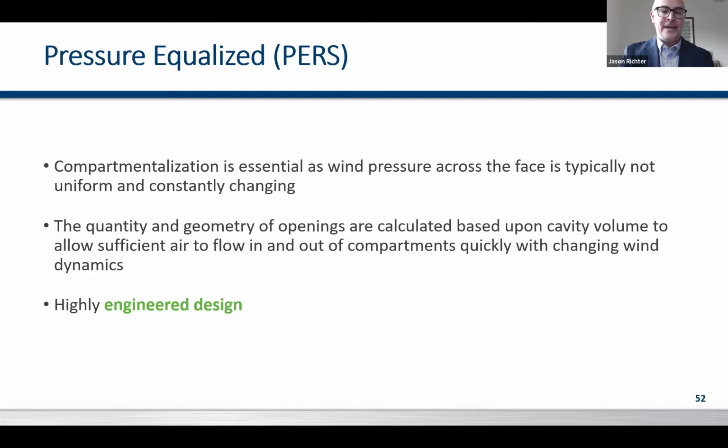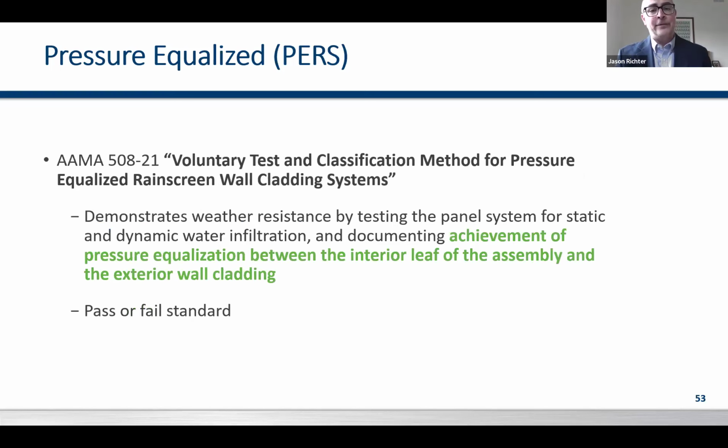So when that need does arise, you'll usually need to hire on a consultant to help develop that. A lot of manufacturers don't have the in-house expertise to do this, so a third-party engineering company would usually be recommended as well. There is an AMA test for pressure equalized rain screens as well, AMA 50821, another voluntary test here. This one I would say is definitely more recommended than the drained and back vented though.